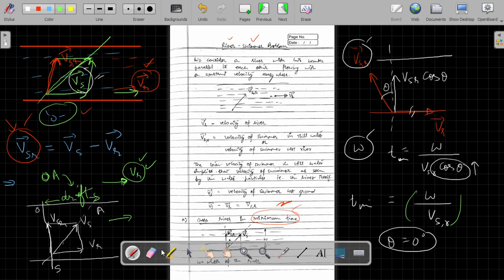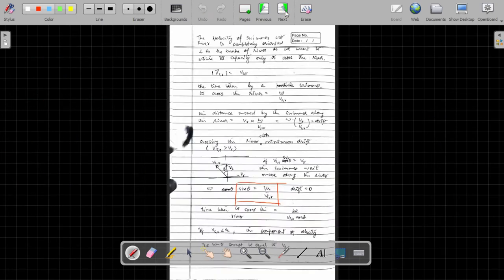Okay, so let us move to the next case. So the next case is this one. You have to cross the river with minimum drift.